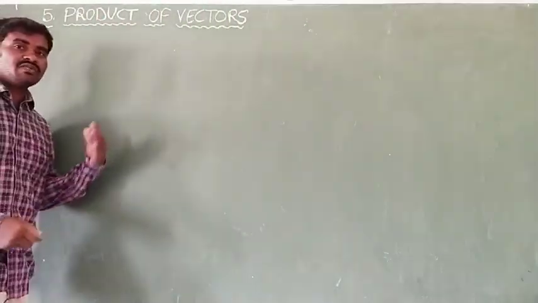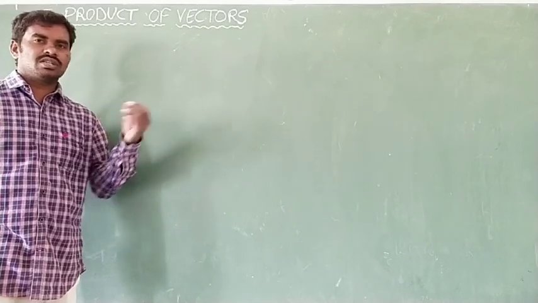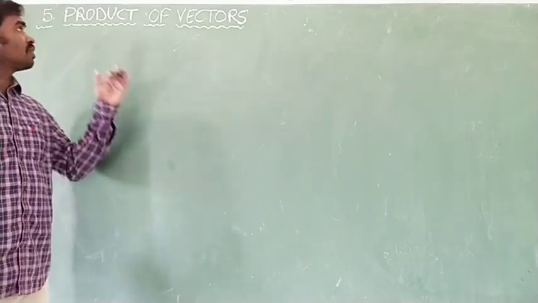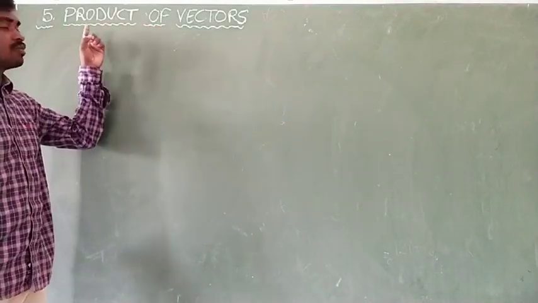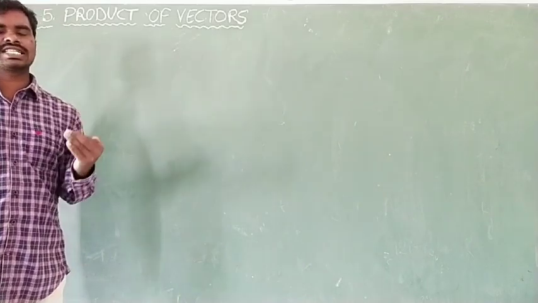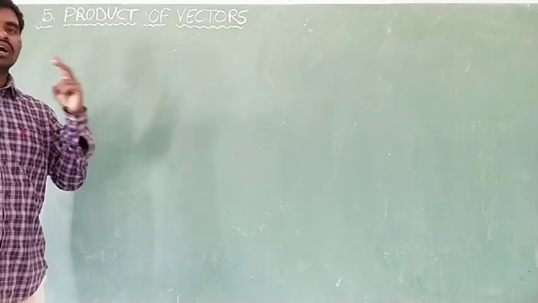So in this product of vectors, the addition of vectors is already completed. In that we have learned some important basics, and how to get a good score in that chapter also we learned. So from this chapter, product of vectors. Product means what? Generally product means we know the product of 2 and 3 is 6, like that. But in vectors we have two types.